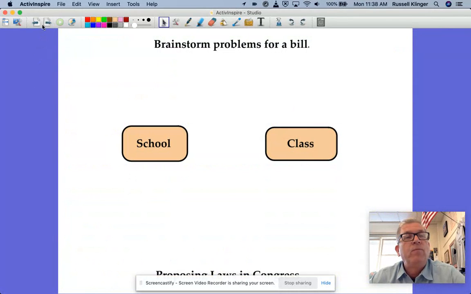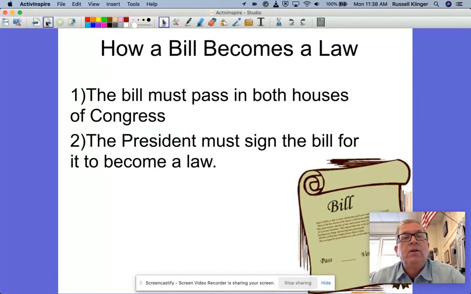All right, we're going to skip this slide. So ultimately, how does a bill become a law? Well, the bill must pass through both houses with a majority vote in Congress, and the president must sign the bill for it to become a law, or it can be overridden by Congress with a 2/3 majority.